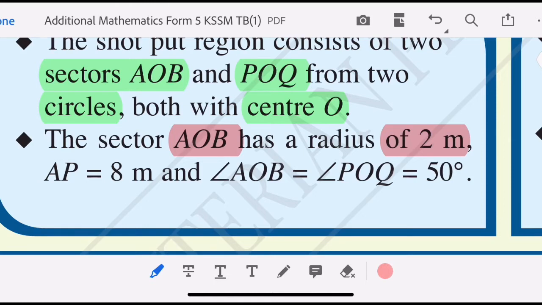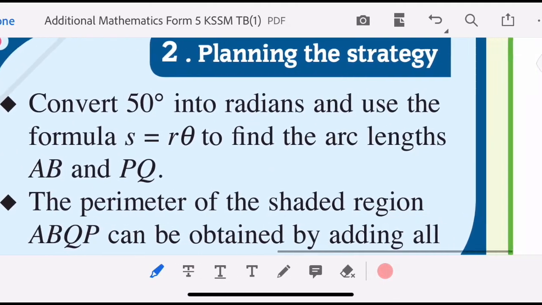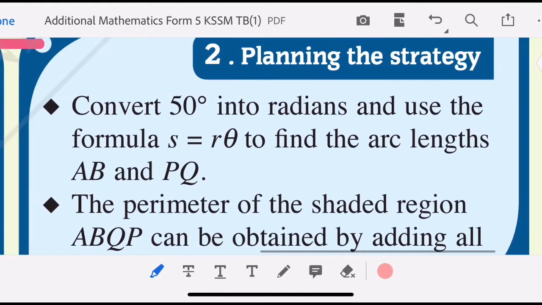notes. You have to take notes. Okay, the radius for AOB, the small one, is 2 meter, and then AP is given 8 meter, and the angle is also given. Okay, so you jot down all the information, meaning that you understand the question. Okay, understand the problem. So how to solve the problem is, basically you have to plan the strategy.